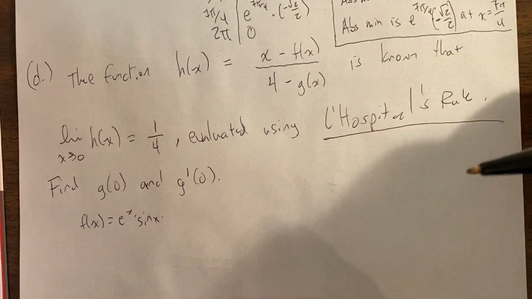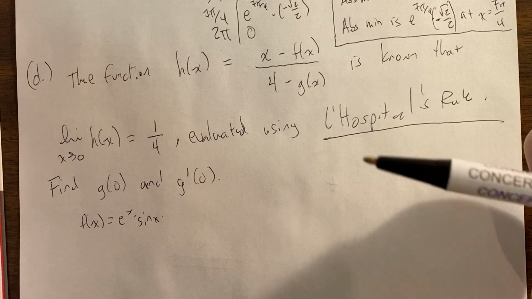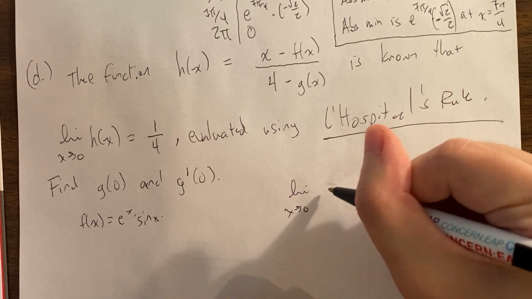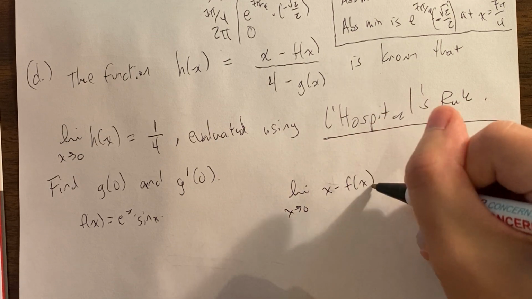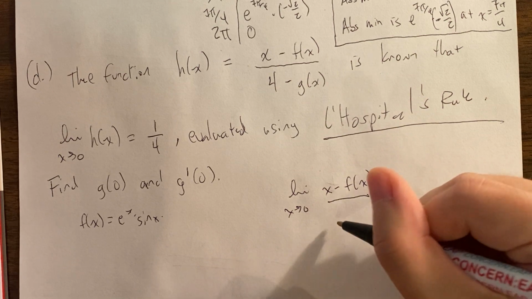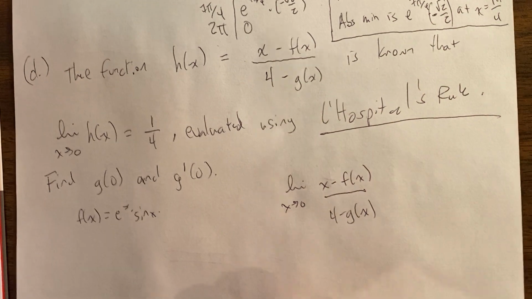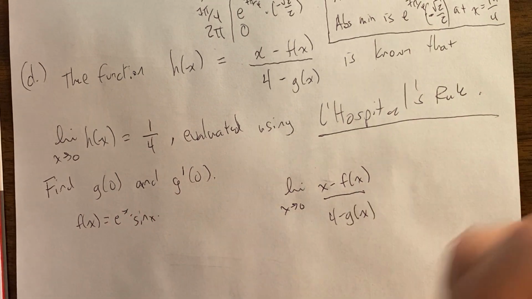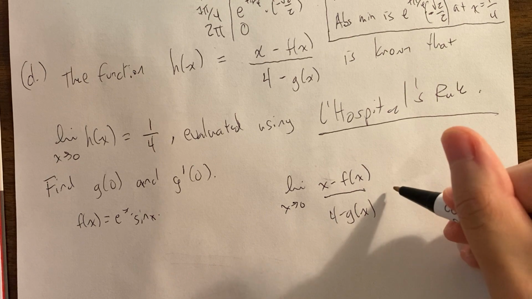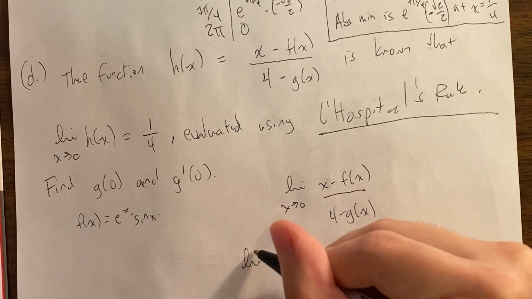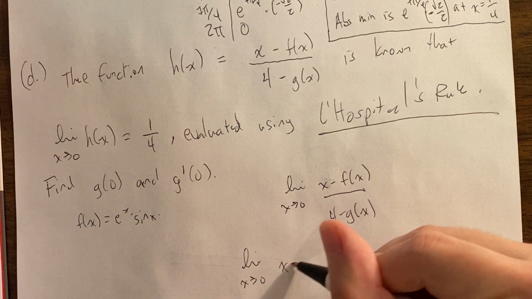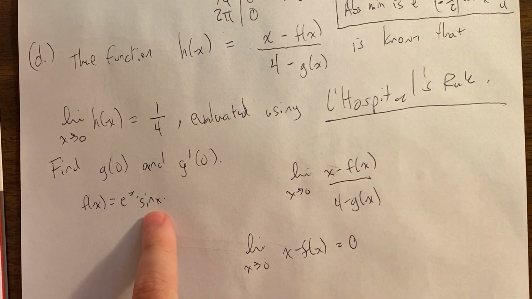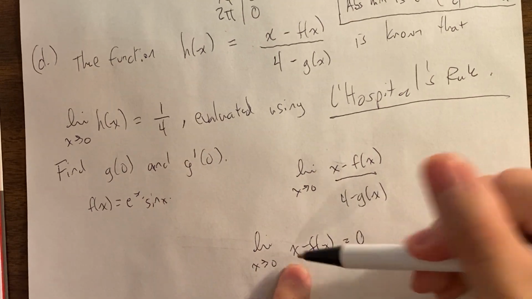So what are the requirements for L'Hopital's rule? Well, the main requirement is that when you take the limit of this function, over 4 minus g of x, as x goes to 0, both the numerator and the denominator have to be 0. So we know that the limit as x goes to 0 of x minus f of x is equal to 0. We actually know that already because when you plug in 0 here, sine of 0 is 0. So 0 minus 0 is 0.